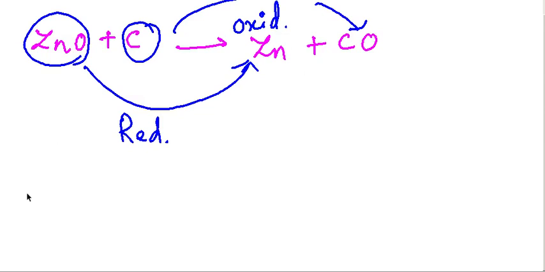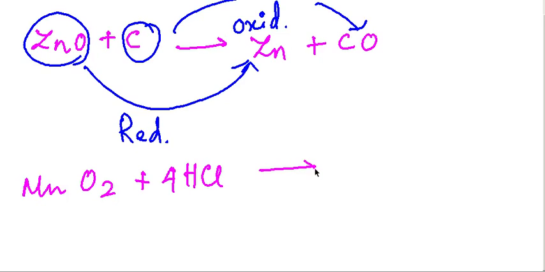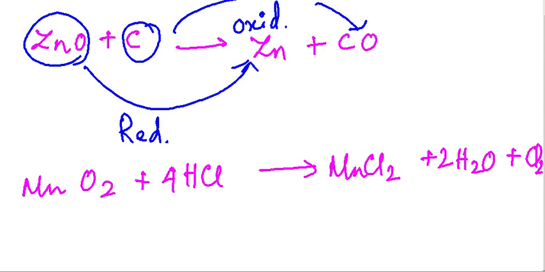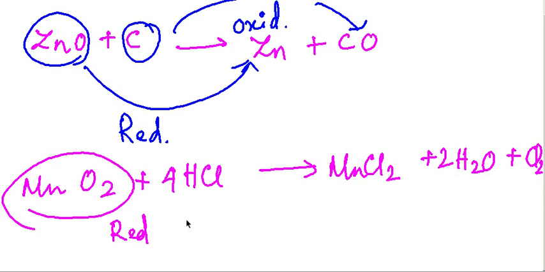If you have manganese oxide plus 4HCl, giving you manganese chloride plus water plus Cl2. In this also you can see that from manganese oxygen is removed, so it is undergoing reduction, and HCl is undergoing oxidation.